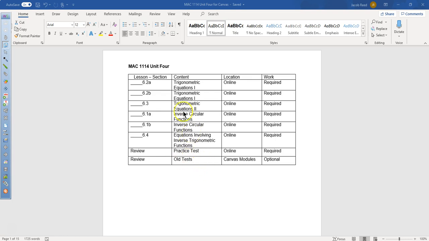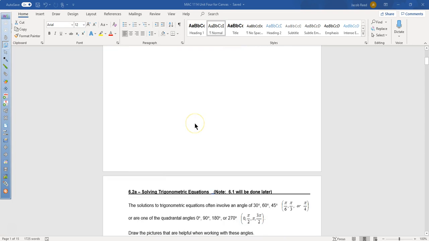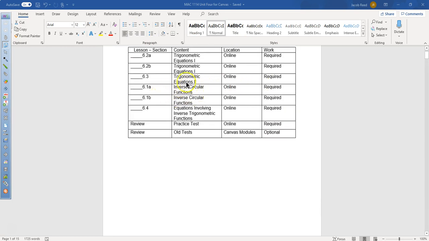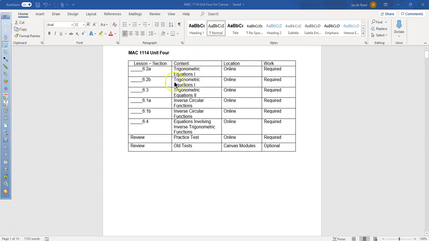So for now, we're going to focus on 6.2a and 6.2b, trigonometric equations 1 and trigonometric equations 1 again. Each of these kind of starts simple and then builds up, shows you some easy techniques, then some tricks before we get to 6.3, which is going to be trigonometric equations 2, which will be my second video. Okay, let's just scroll on down. Here's what we got. Notice that we're starting with 6.2 and not 6.1. 6.1, as you can see up here, covers inverse circular functions, which is going to be more helpful that you know how to solve the equations first before you start trying to solve with inverses.